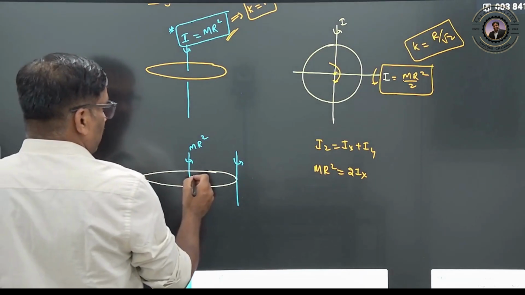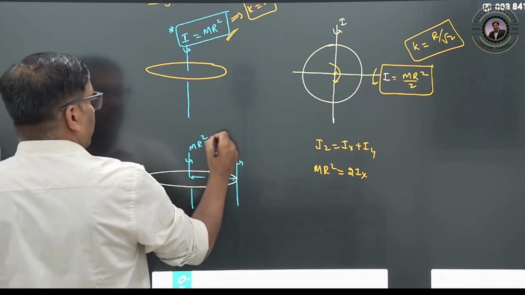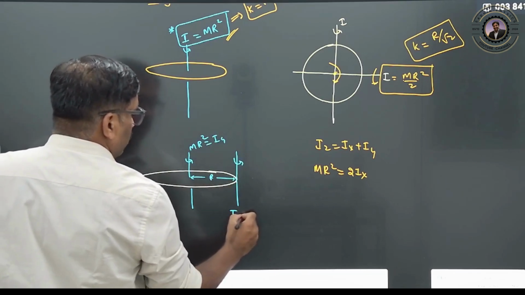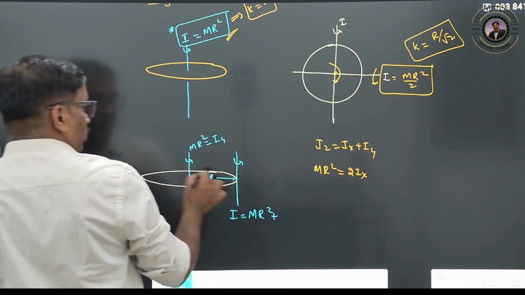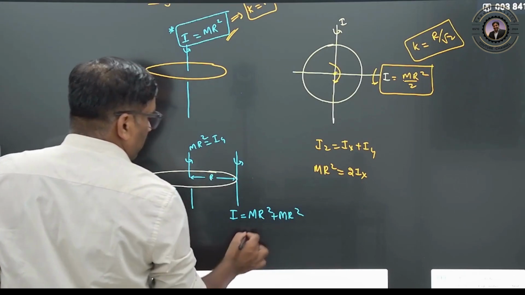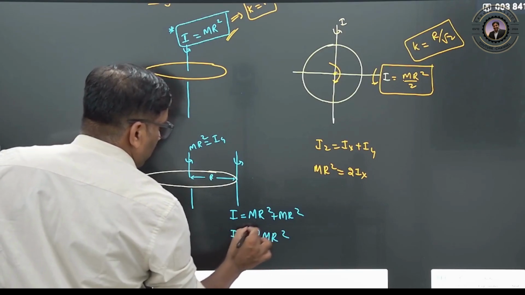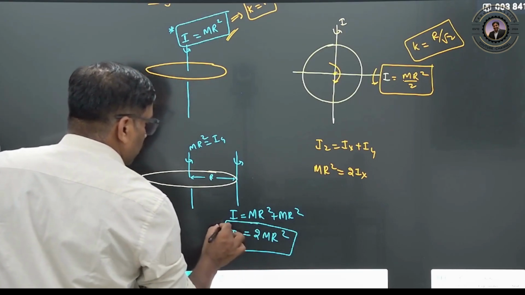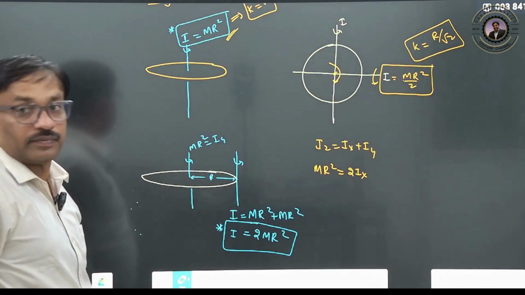So this is your Ig, and this is your R, the perpendicular distance. You can use the parallel axis theorem, that is Ig plus MR squared. The total mass is M, so it is also M into R squared. Therefore, 2MR squared will be your moment of inertia about an axis passing through the tangent and perpendicular to the plane.